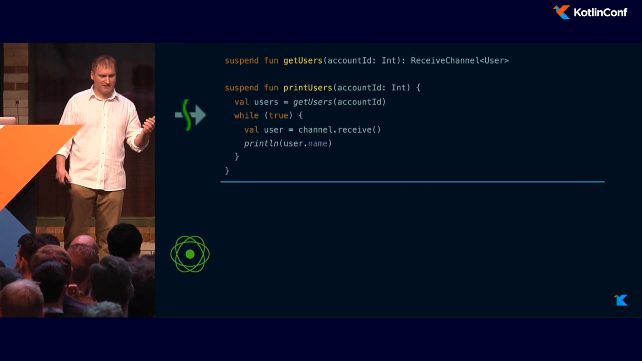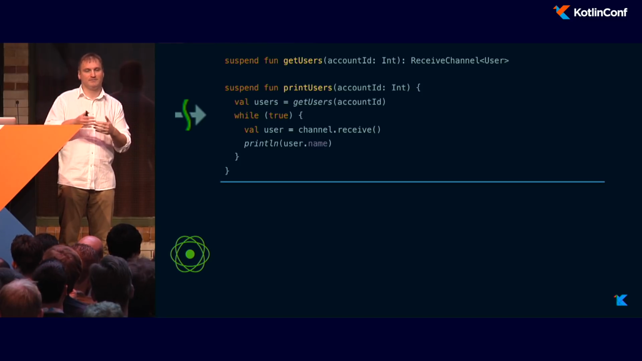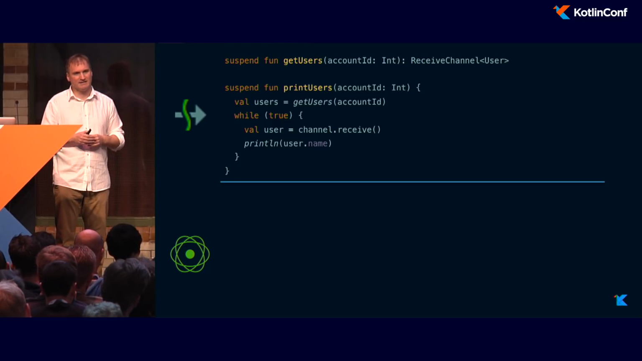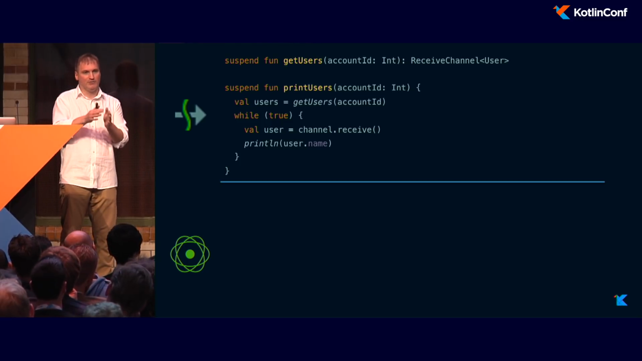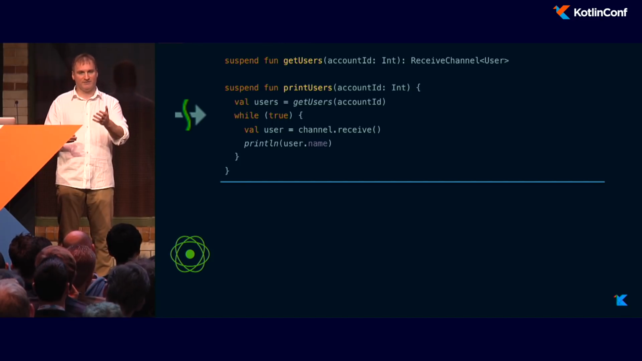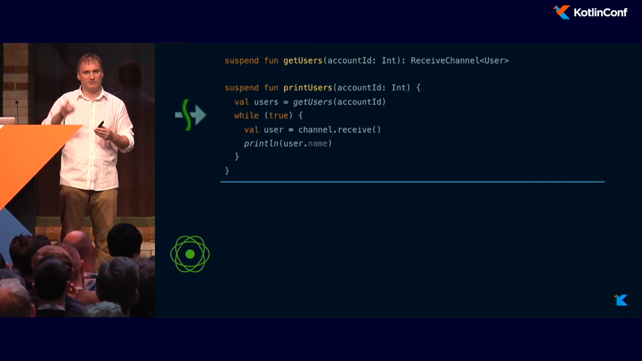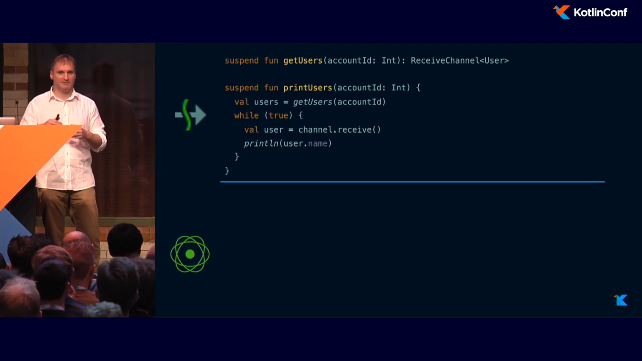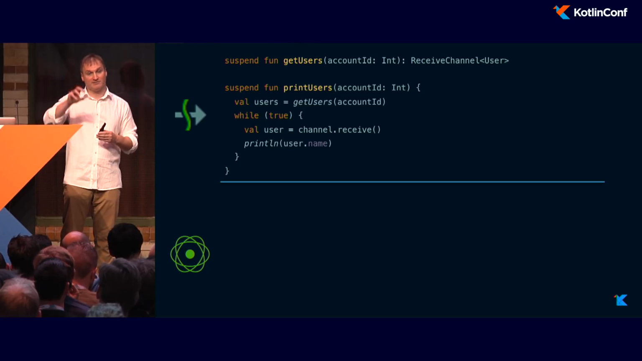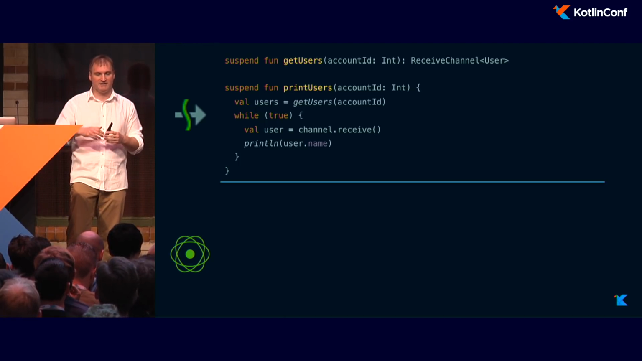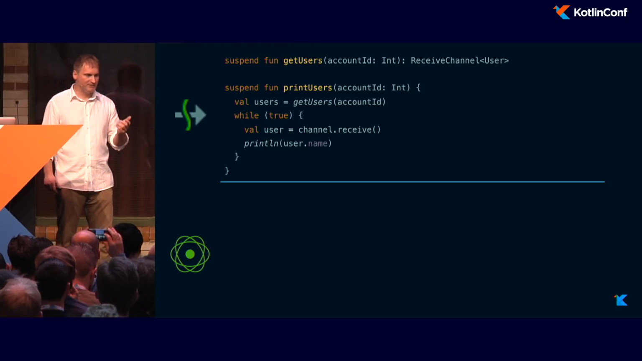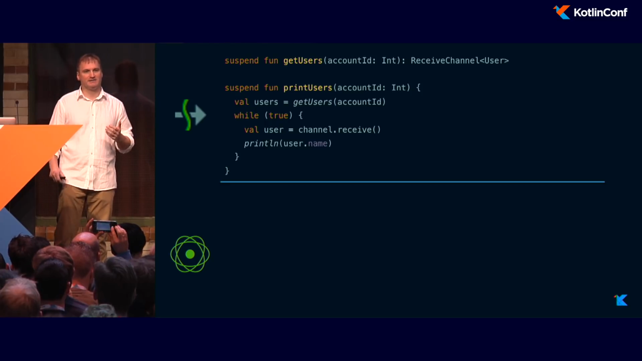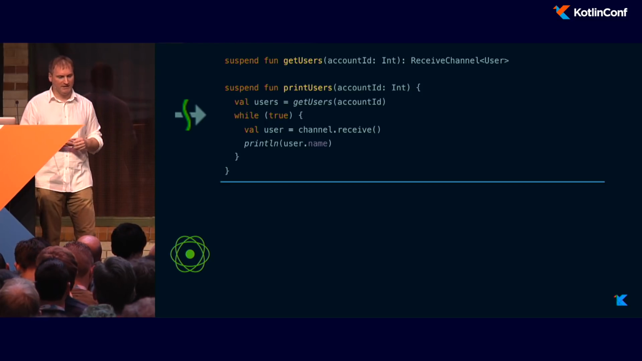So if you want to have a function which returns a list of users, or a sequence of users, what we could have is a function which returns a receive channel. Channels come in different kinds. A receive channel allows you to only receive values from a channel. There is also a send channel, which allows you to send values to a channel. There is also a channel itself, which is both send and receive.